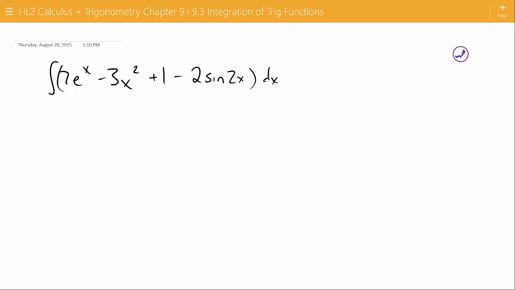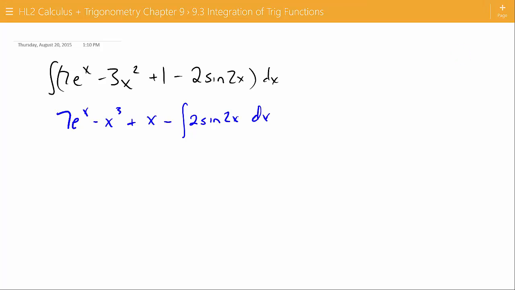All right, so we have 4 terms. We're going to integrate each one of them separately. Nice thing about e to the x is its antiderivative is e to the x. So the first term, 7e to the x. What's the antiderivative of negative 3x squared? Well, it's negative x cubed. Antiderivative of 1 would be 1x. And then minus the integral of 2 sine 2x dx.